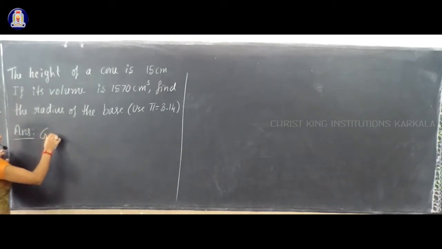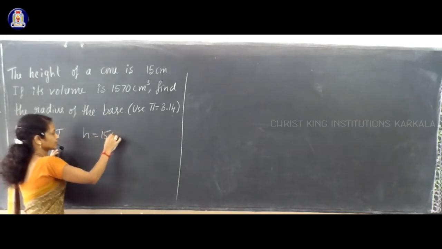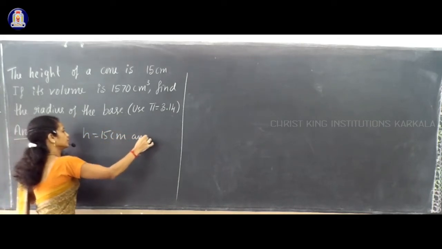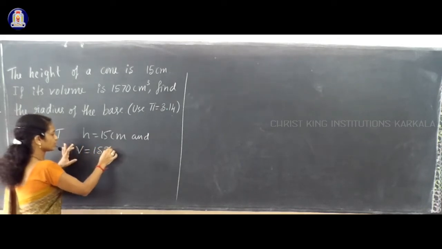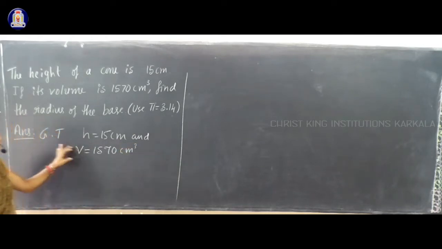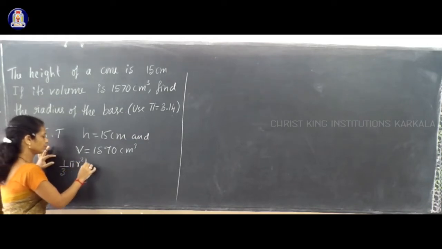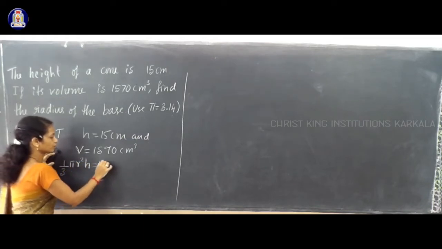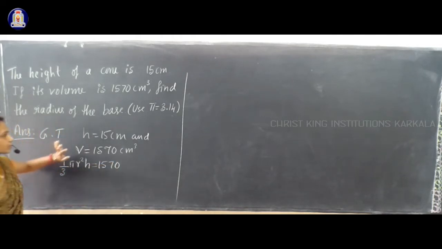So given that H is equal to 15 centimeter and we are given volume, that is V is equal to 1570 centimeter cube, and what is the volume of a cone formula that you have to use? On the left side, that is 1 by 3 into pi into R square into H, that is equal to 1570. Now replace the values, and here you have to use pi as 3.14.